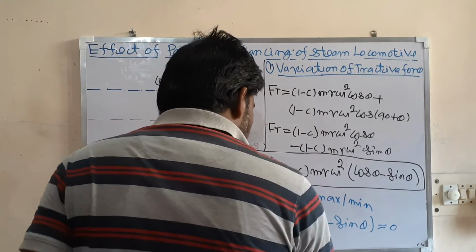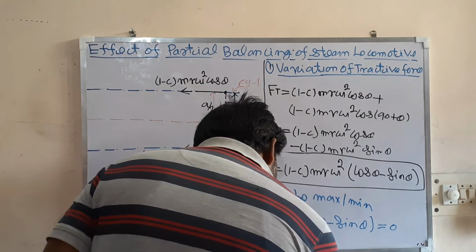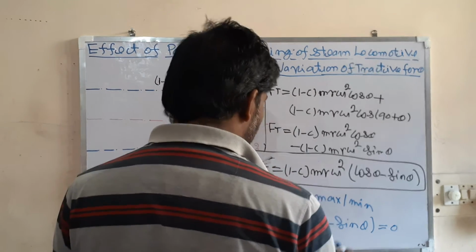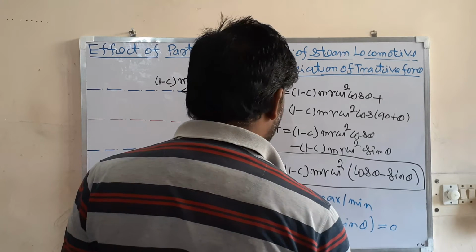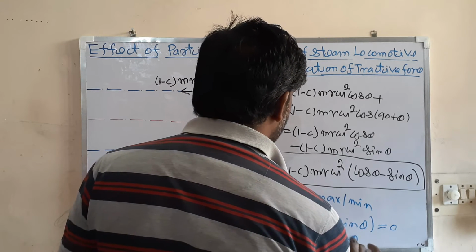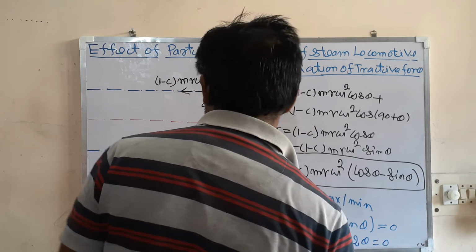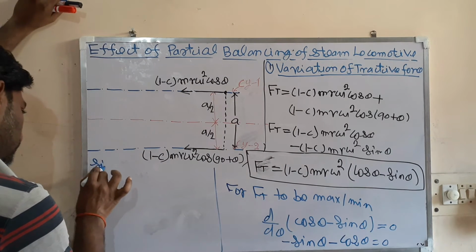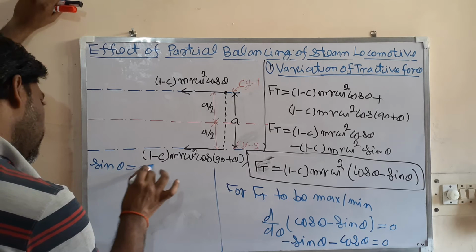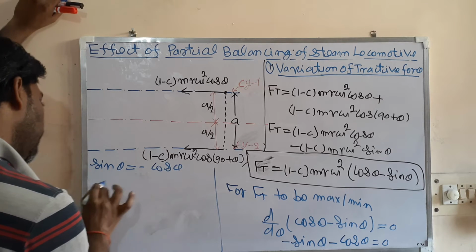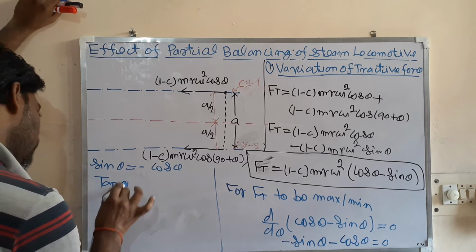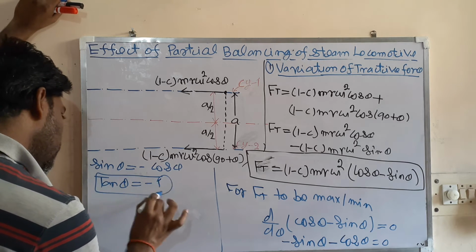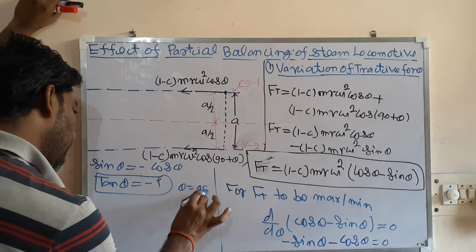So what will be the differentiation of this? This will be minus sin theta, and this will be minus sin theta, and this will be cos theta, equal to 0. Or sin theta is equal to minus cos theta. Or tan theta is equal to minus 1. That is, theta is equal to 45 degrees.